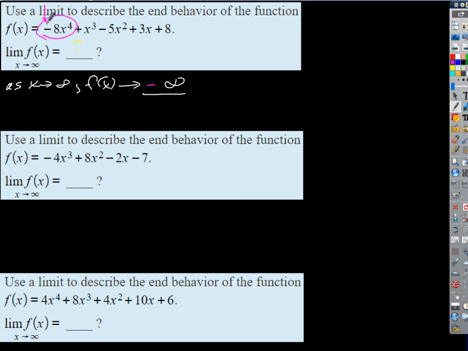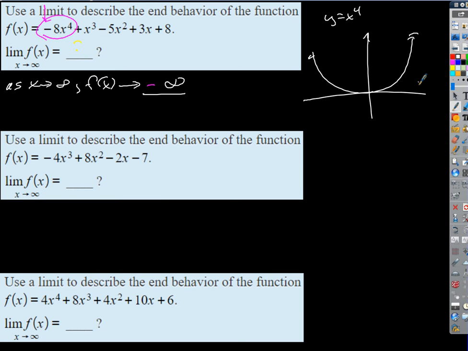Another way to think about that would be, what would an x to the fourth function look like? If I were to graph y equals x to the fourth, an even function, remember what that looks like? They all look kind of like parabolas. The end behavior is going to be out and up, out and up, so it's positive on both ends. But then if I multiply that by a negative, it's going to flip the whole thing around. So I know right away it's negative infinity.